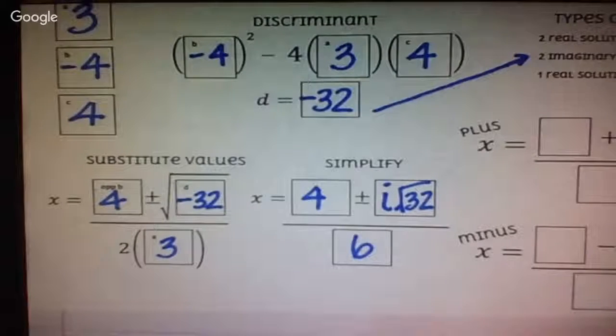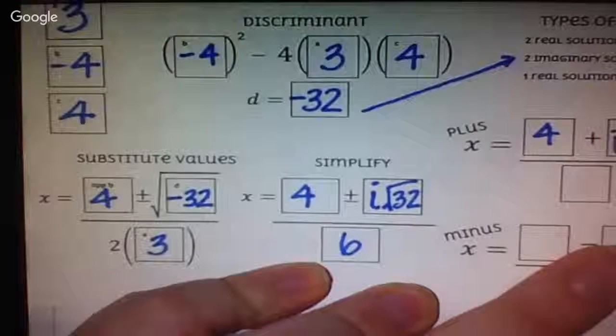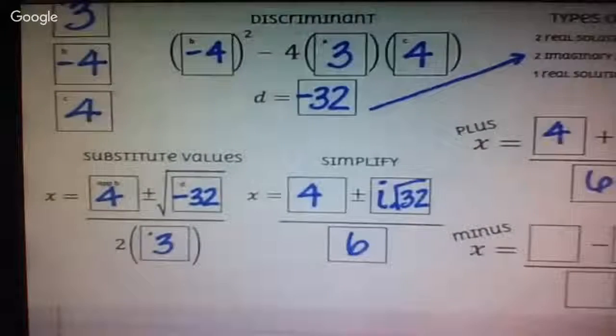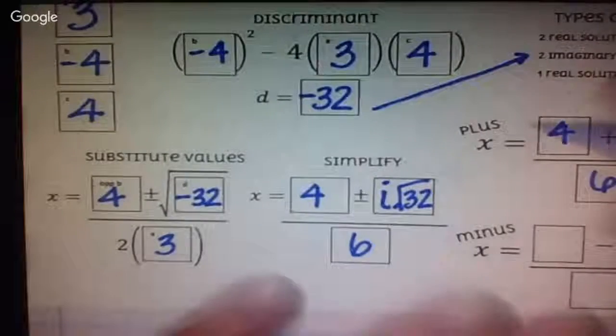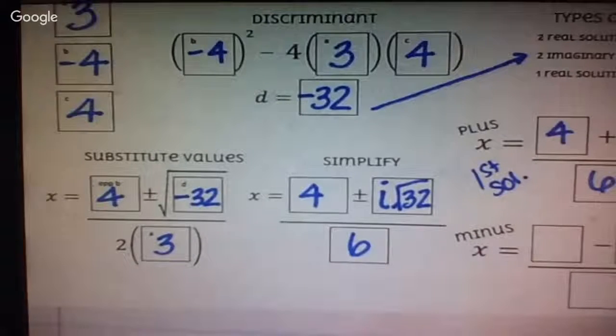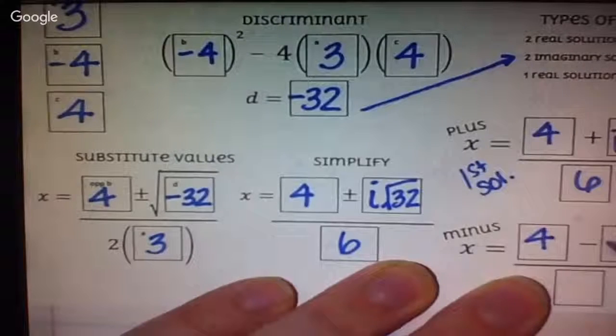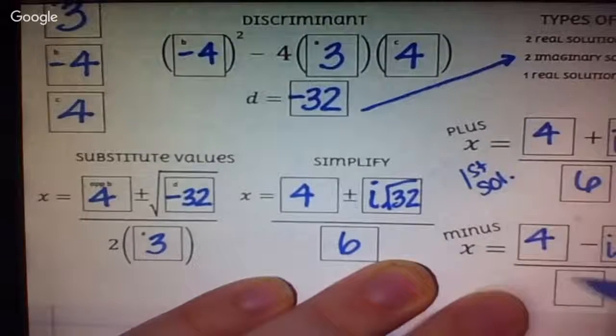All right, so now y'all are like, what the heck do I do? How do I plus minus? All that happens here is we now break this into 2 different answers. We have x equals 4 plus i square root of 32 over 6 as your first solution. Your second solution then is 4 minus i square root of 32 over 6.